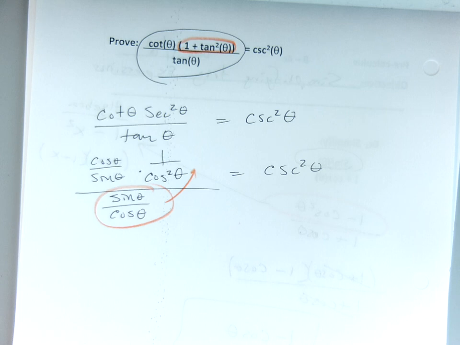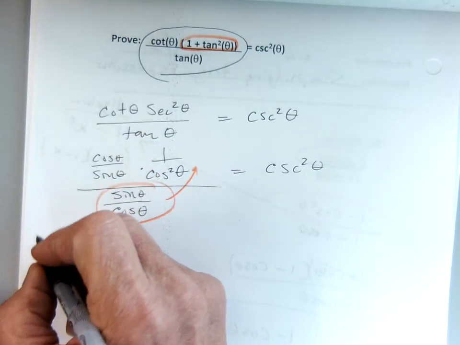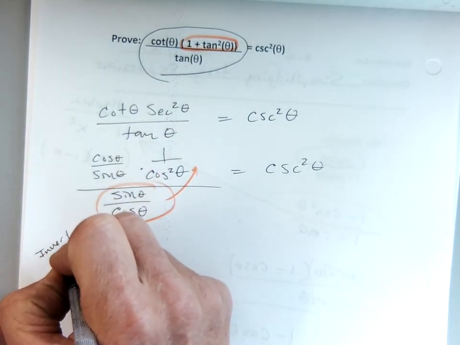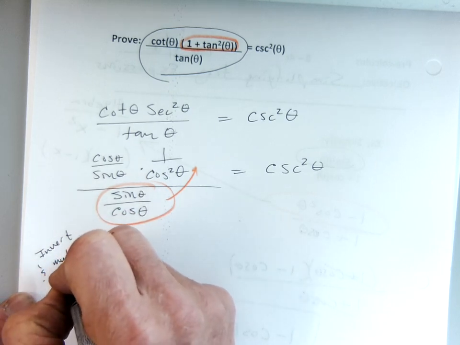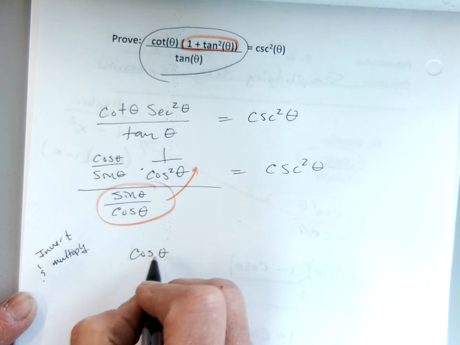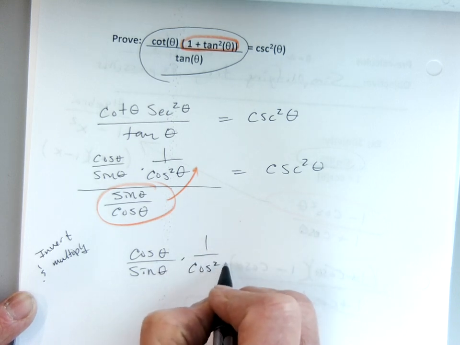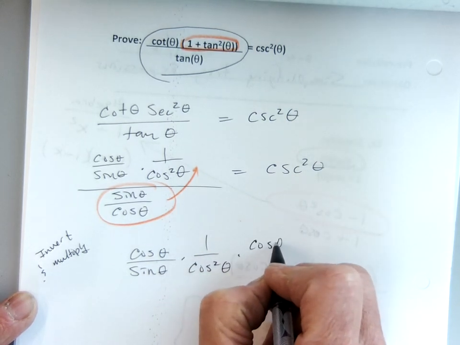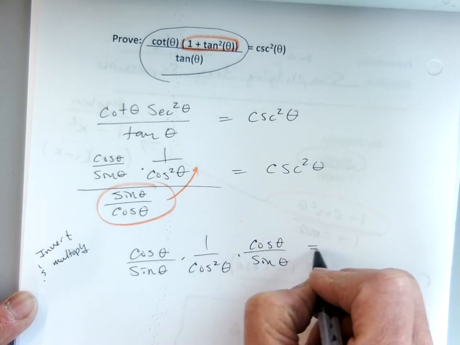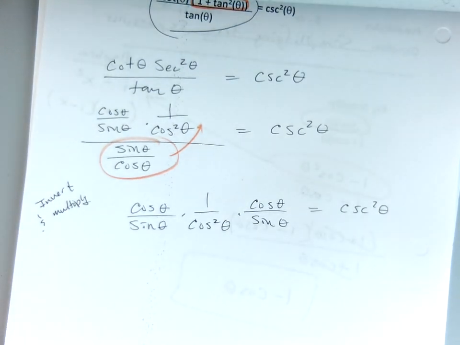Okay? All right, so here's what I think. I got this big mess, right? So if I were to invert and multiply here, because I get a fraction divided by a fraction, so I'm going to invert and multiply. Let's see what I'll have. Cosine theta over sine theta times a 1 over a cosine squared theta times a cosine theta over a sine theta. I'm hopefully going to get a cosecant squared theta, okay? Now it looks like it's going to get easier for me, doesn't it?